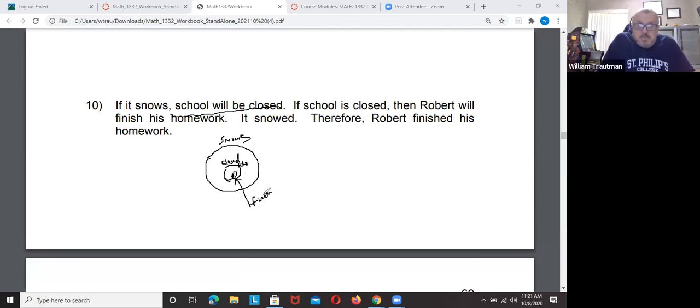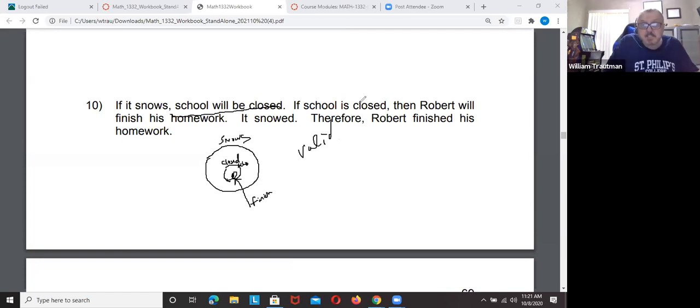If it snows, school will be closed. If school is closed, Robert will finish his homework. I'm going to say that's valid. Robert finished his homework because school was closed and it snowed. That looks valid. I'm trying to figure out if I can draw that another way, and I think we're okay. Yeah, I have valid for that one.